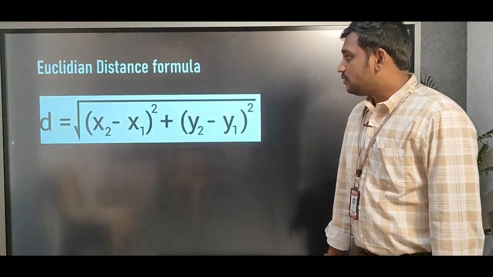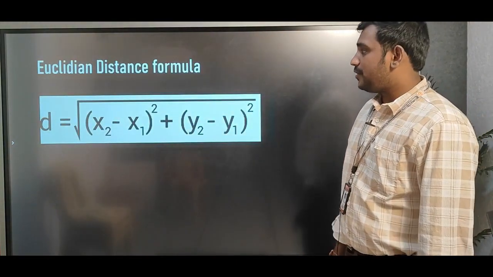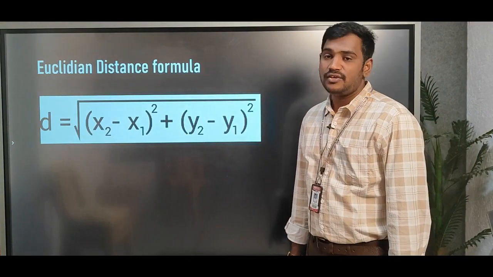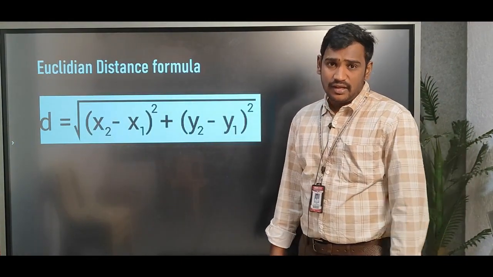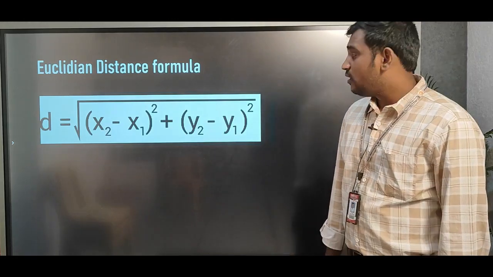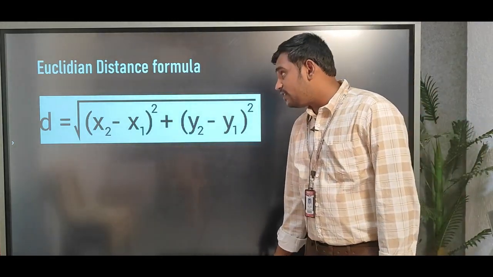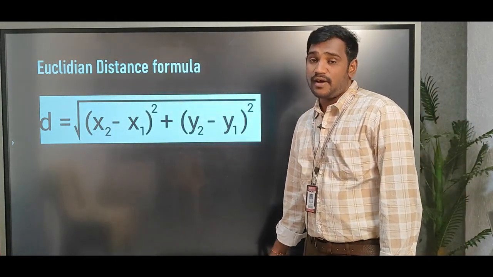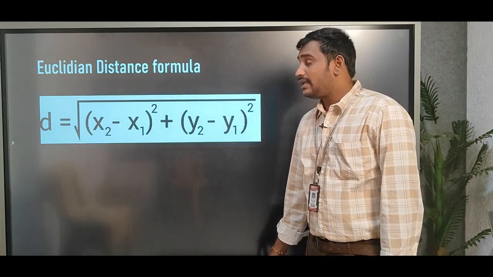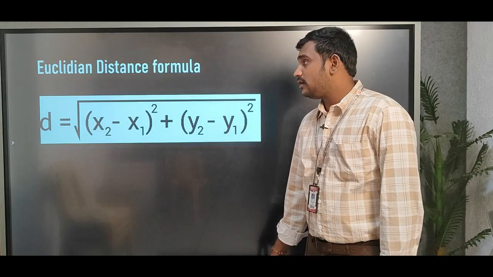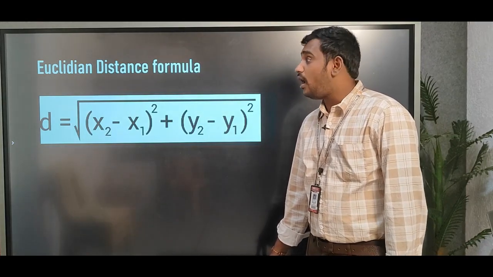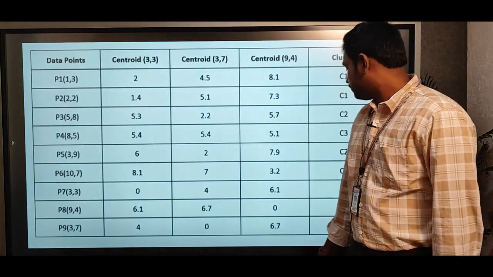To implement this, you have to use the Euclidean distance formula. Distance is equal to the square root of (x2 minus x1) whole square plus (y2 minus y1) whole square. So this is the Euclidean distance formula. By using this formula, we are going to calculate the distance from the picked data points to all data points. See this table.